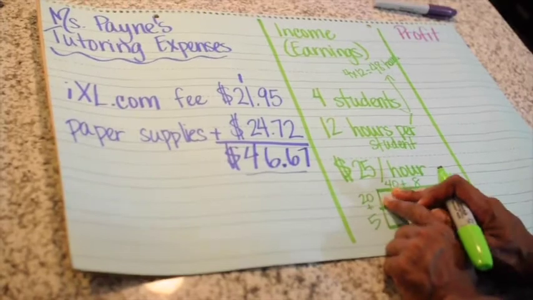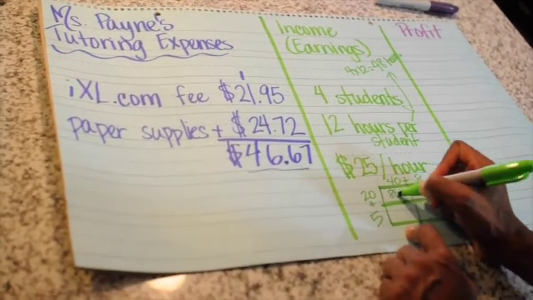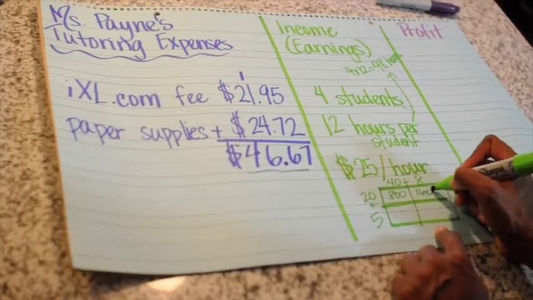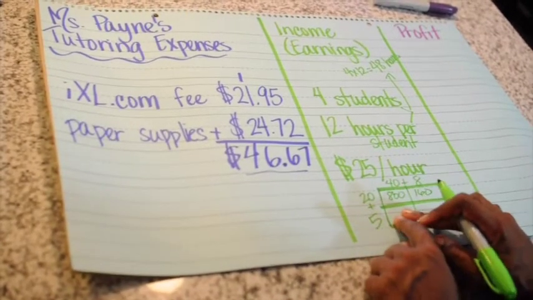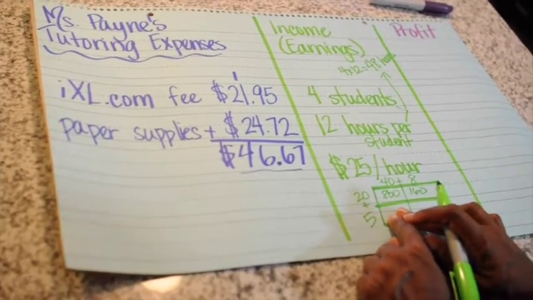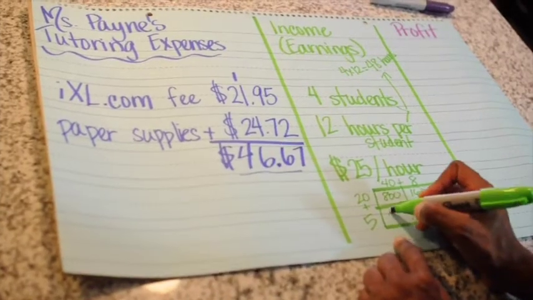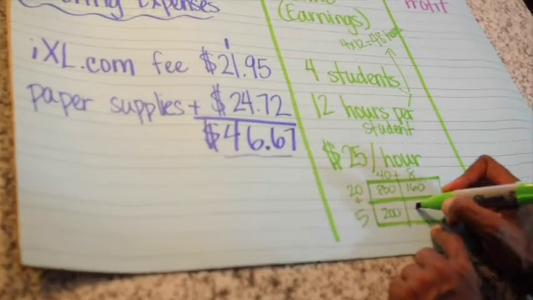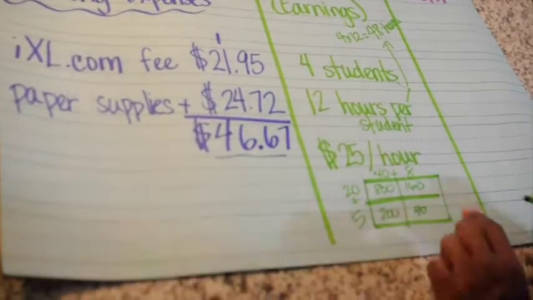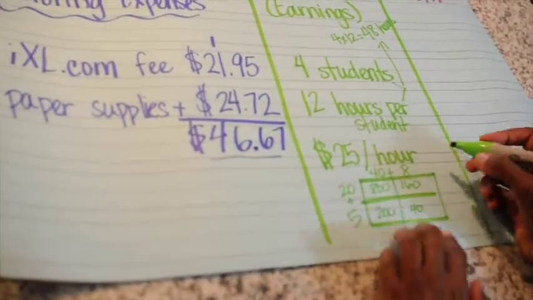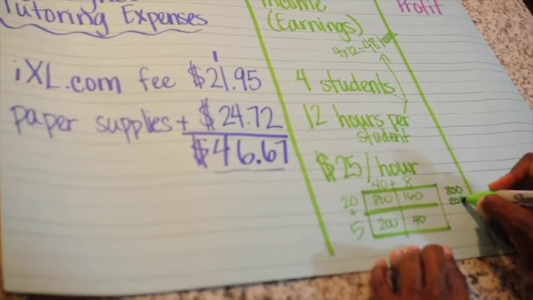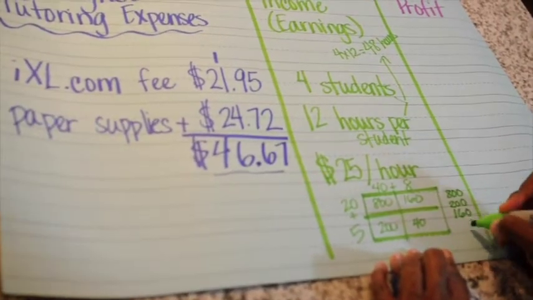Okay, 20 times 40 is 800. 20 times 8, 160. 40 times 5, well I know 4 times 5 is 20, add a 0 to the end, 200. And then 5 times 8 is 40. To find my product, I will add all of the values in this box together. 800 plus 200 plus 160.